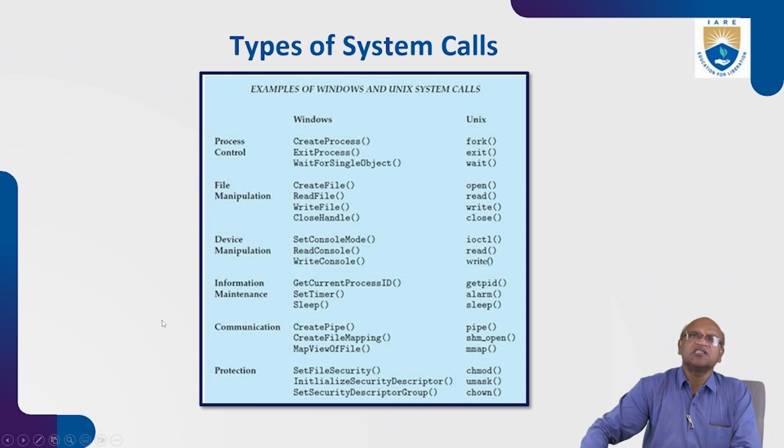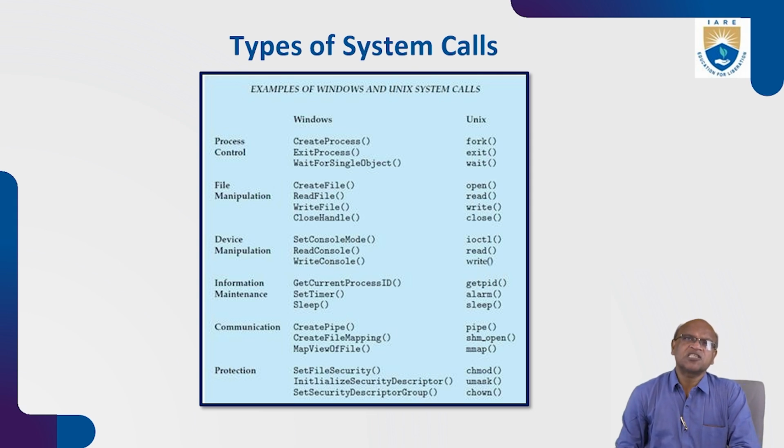These are the types of system calls. You can see what system calls are available in the different operating systems. Regarding process control, in Windows we have CreateProcess, ExitProcess, and WaitForSingleObject. These are the system calls concerned with process control. Whereas in Linux or Unix, you have fork, exit, and wait. We use fork for creating a process, exit for exiting a process, and wait for waiting on signals. These are the system calls for process control in Unix.